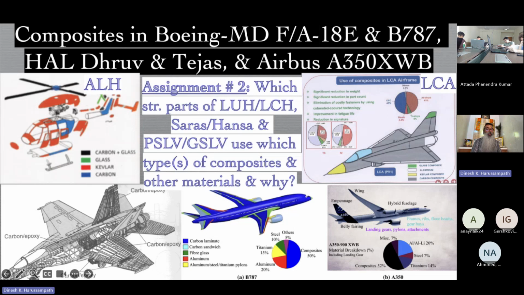Okay, you don't need to do both of these, LUH and LCH. Choose whichever for which you have ample information. Similarly, between Saras and Hansa, you choose just one of those two, and between the PSLV and GSLV, choose just one of those two. Okay.